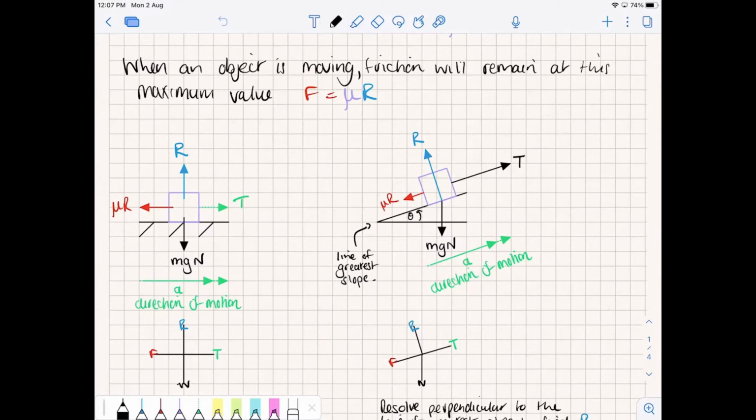Right, so here we have two examples. We have an object just standing on a horizontal surface, right? It can be moving forward, we don't know, right? The direction of motion is indicated and the acceleration direction is indicated. It's always good to state these things, right? Now, when an object is moving up a slope, we usually assume that the direction of motion will be up the line of this slope, right? We call this the line of greatest slope.